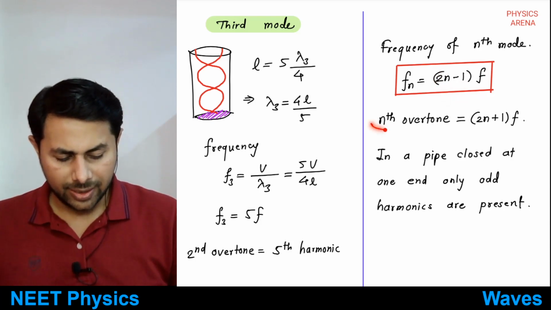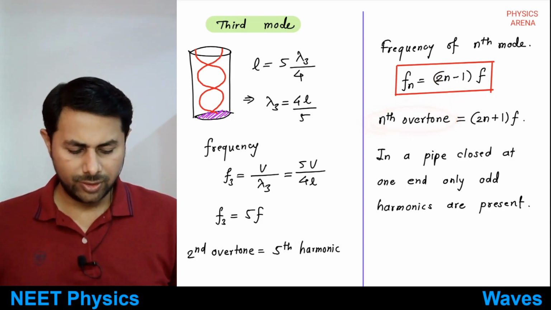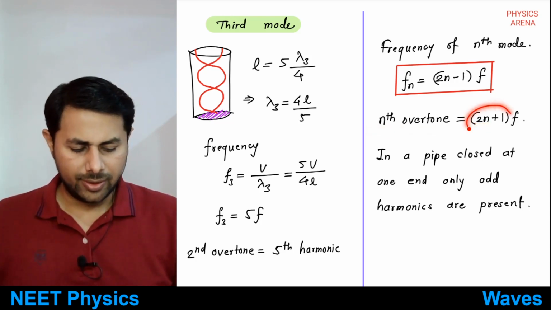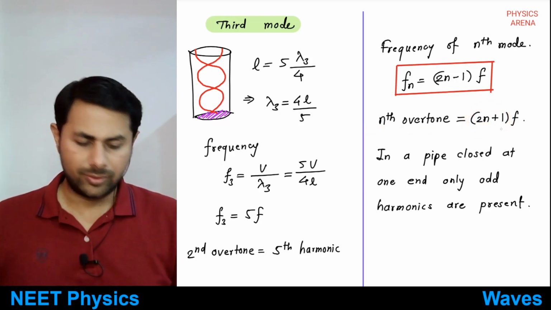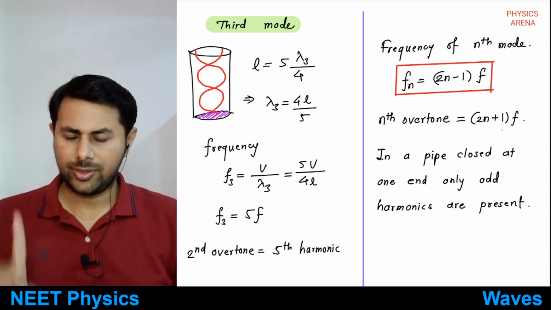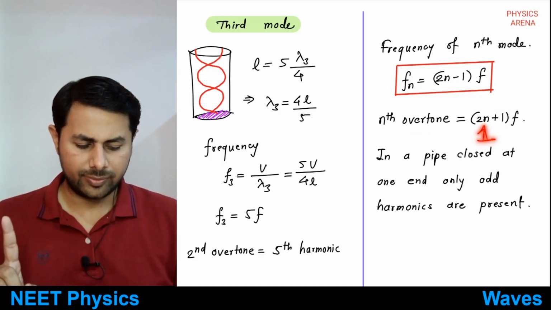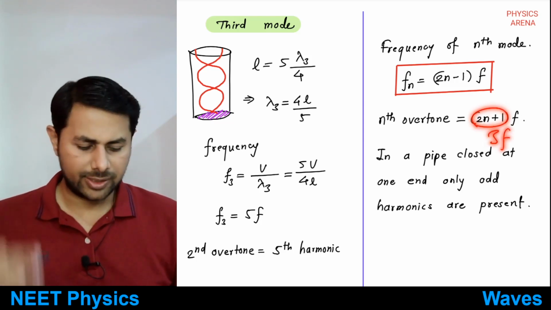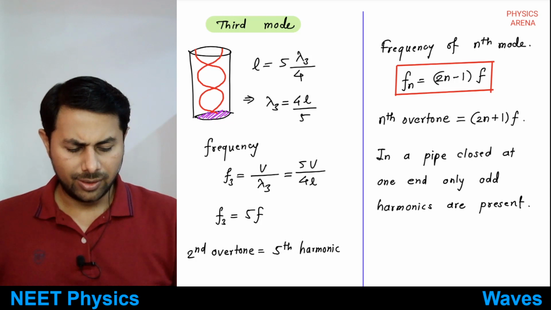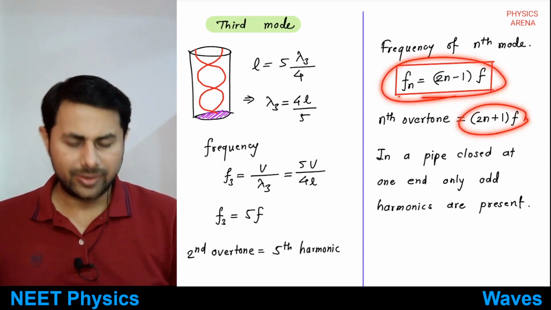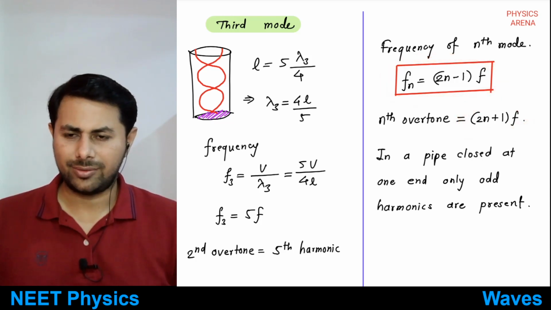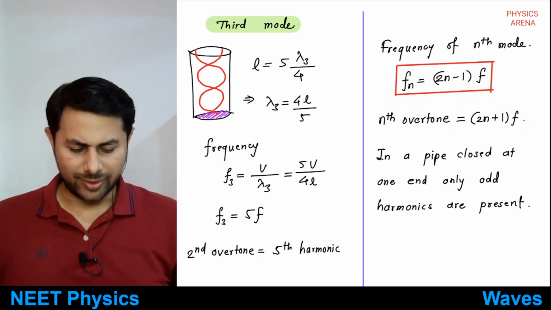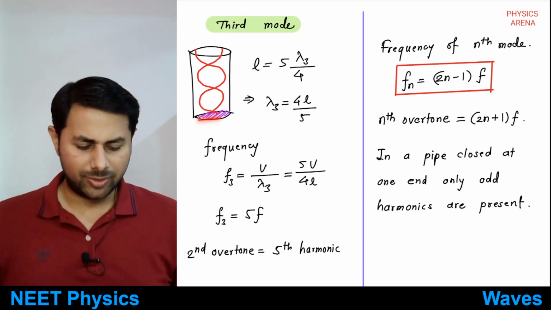And what about the nth overtone? So nth overtone is just (2n plus 1) f, okay, nth overtone is (2n plus 1) f. So see, for an example, first overtone, put n equal to 1 here, so this thing becomes 3, first overtone is 3 times of f, right? So these are the formulas that we need to remember. Okay, good. So this is the pipe closed at one end.